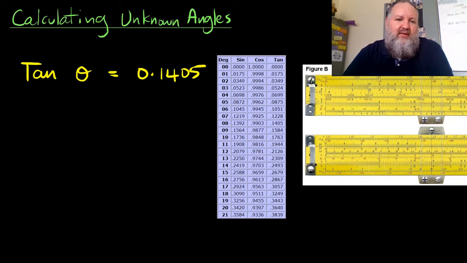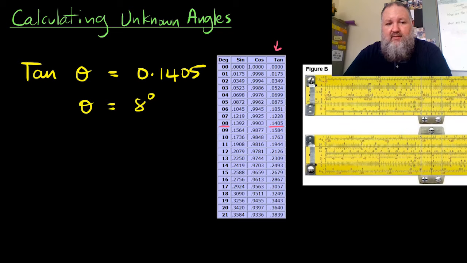Let's try this. We're looking for the tan of an angle that is equal to 0.1405. So I'm going to consider my tan column right here, and I'm going to go down and I'm going to find 0.1405. There it is. I found it. Let me just put a line underneath it. 0.1405. And when I look back over at how many degrees it is, there you go, it's 8 degrees. So I could say that that missing theta, the angle, was 8 degrees. Okay, fair enough. That seems pretty good.